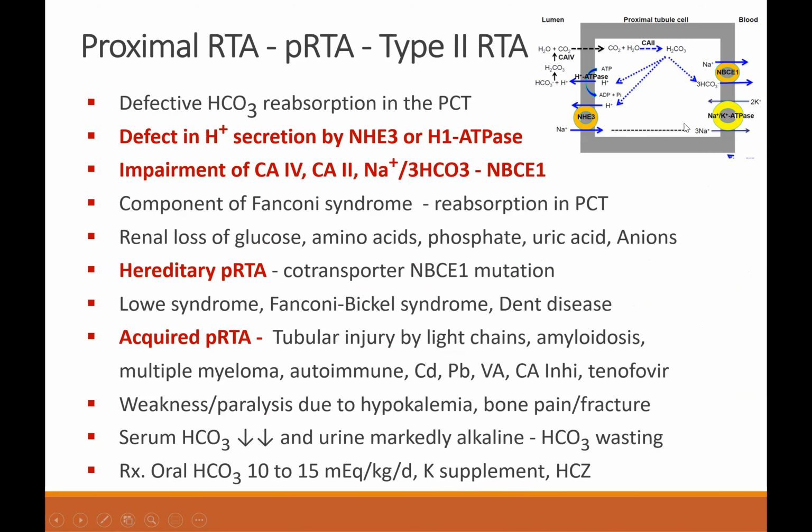Now, let us look at each one of them. What is happening to each one of them? So proximal RTA, also called PRTA, small p, and it's also called the type 2 RTA. And the diagram I have kept on the top so that you keep remembering what is happening in the proximal tubule. This is the lumen side and this is the blood side.